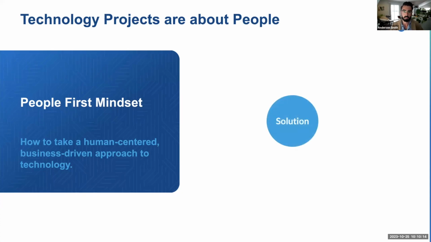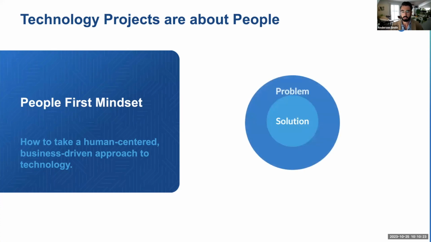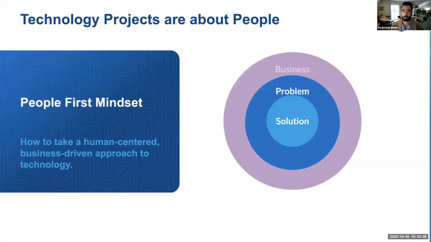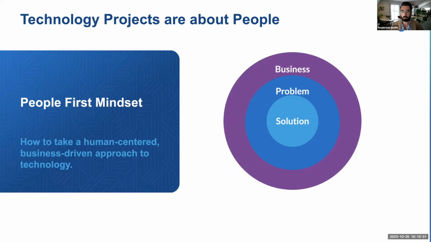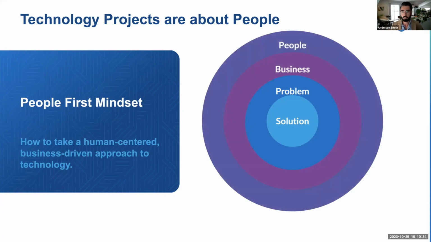Oftentimes, especially with solution creep in projects, the emphasis is focused a little bit too much on the solution and builds from the solution out to the problem. As far as, okay, here's our solution. How can we use that solution to address our problem? Then how does addressing that problem impact the business? And finally, okay, how does that impact the people within the business? That's a more traditional approach, working from the solution out.